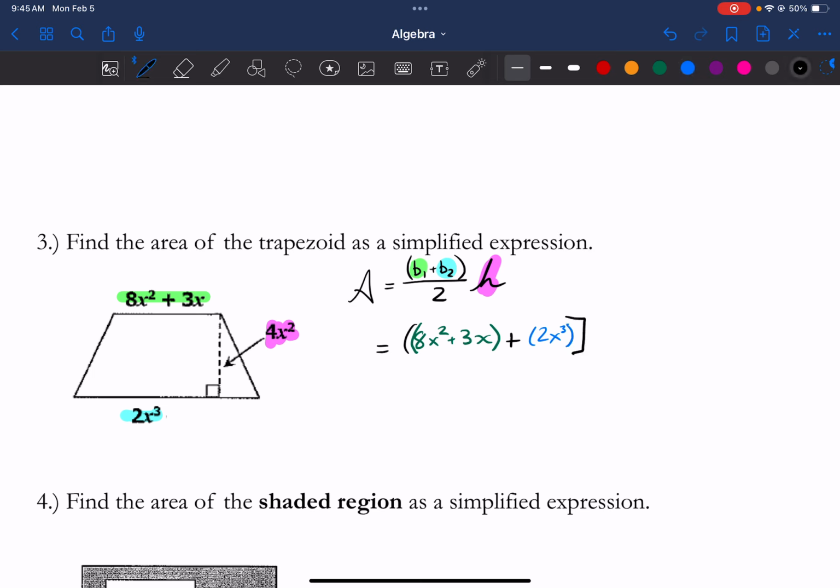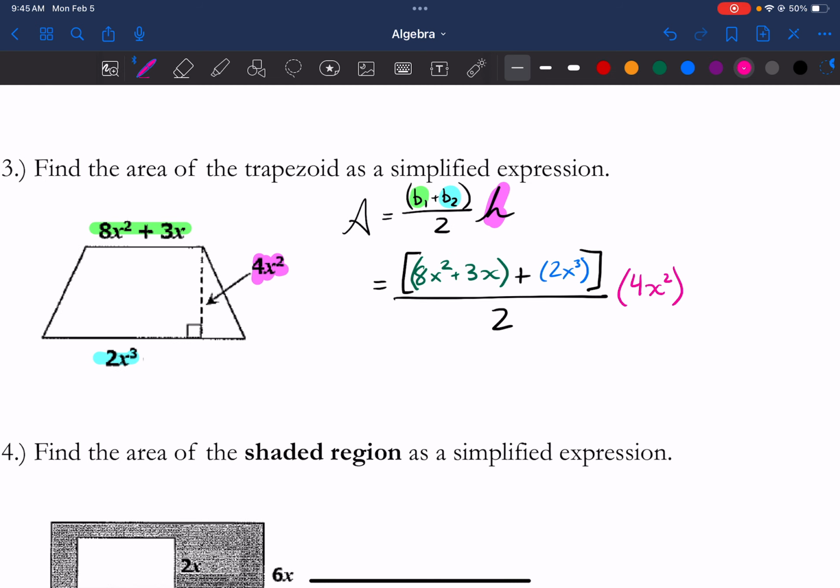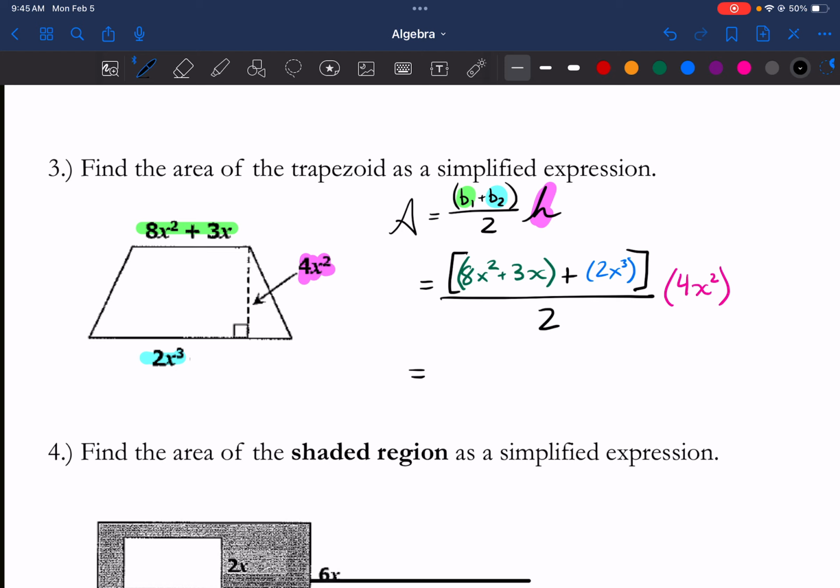So here, if you wanted, you could put brackets. This is a lot of rounded parentheses here. We divide that whole thing by 2, and then we're going to multiply by the height. We're going to follow the parentheses first. When we simplify our parentheses, 8x squared and 2x cubed can't be combined. None of it can be combined, so if we put this in standard form, you get 2x cubed. You do not need to put it in standard form, but sometimes it helps to organize it.